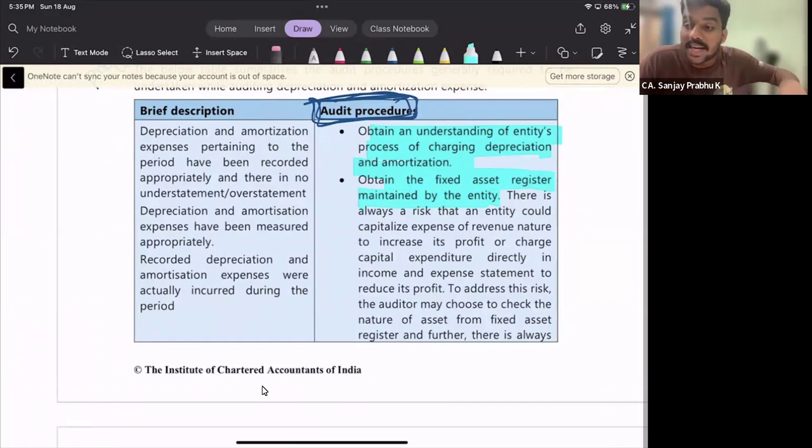There is always a risk that certain capital expenditure will be shown as revenue expenditure and revenue expenditure will be shown as capital expenditure. If the company wants to reduce the profit, they will show certain capital expenditure as revenue expenditure. If the company wants to increase their profit, they will show certain revenue expenditure as capital expenditure. So there is always such a kind of risk. The entity could capitalize expenditure which is of revenue nature in order to increase the profit, or they will charge the capital expenditure directly to the income and expense account to reduce the profit. So as an auditor, we should look for such things.